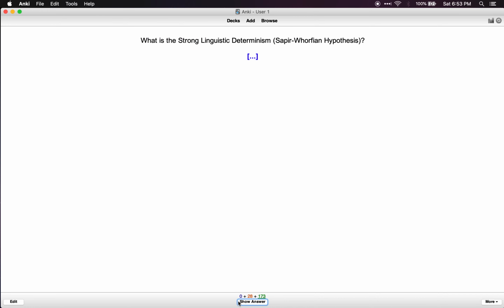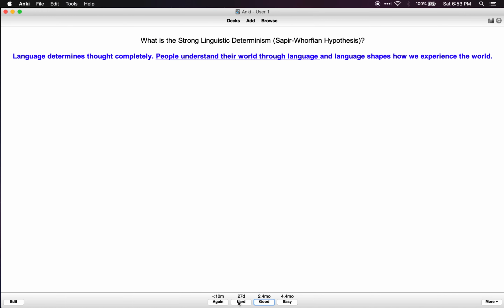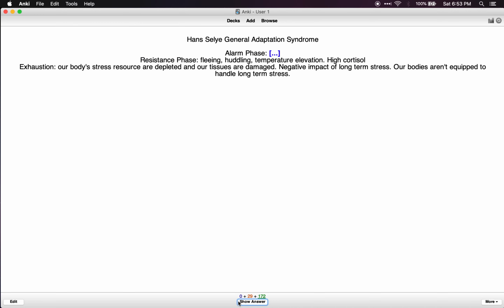Strong linguistic determinism, or the Sapir-Whorf hypothesis: language determines thought completely. People understand their world through language, and language shapes thought.